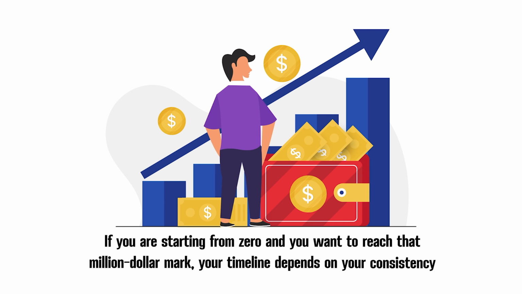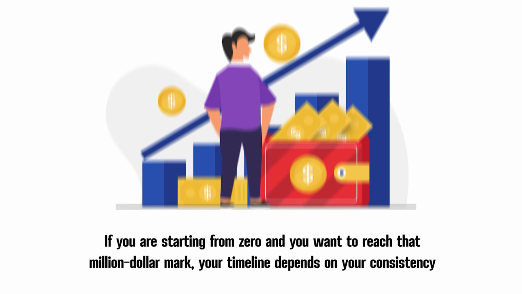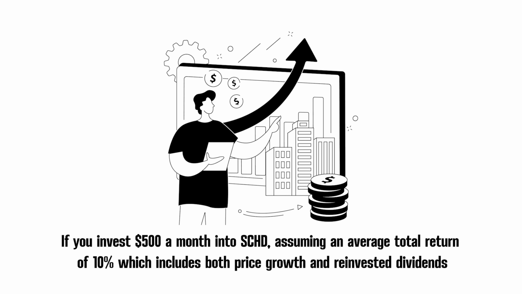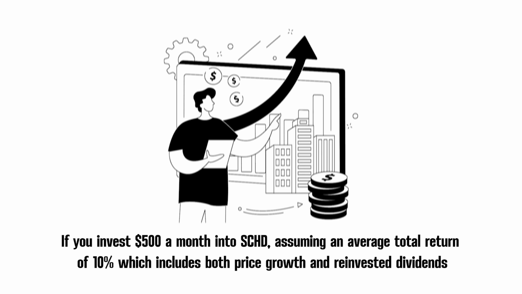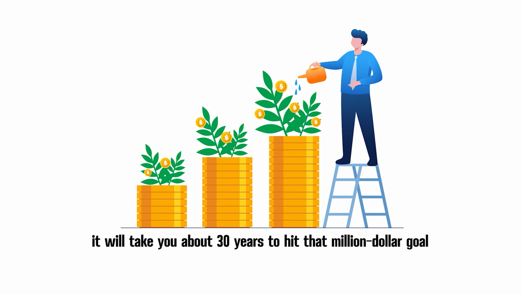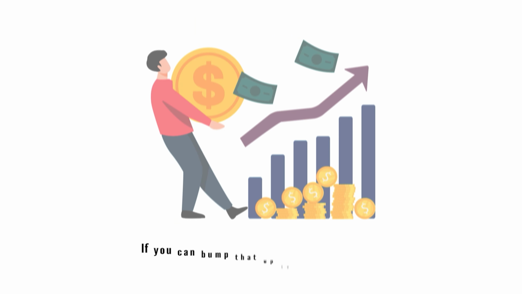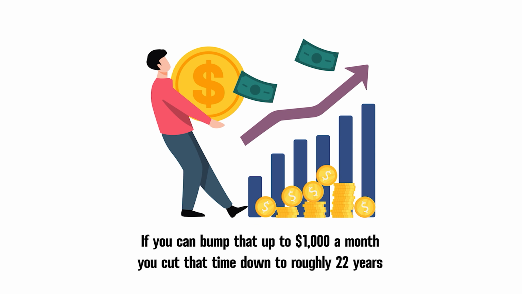If you are starting from zero and you want to reach that $1 million mark, your timeline depends on your consistency. If you invest $500 a month into SCHD, assuming an average total return of 10%, which includes both price growth and reinvested dividends, it will take you about 30 years to hit that $1 million goal. If you can bump that up to $1,000 a month, you cut that time down to roughly 22 years.